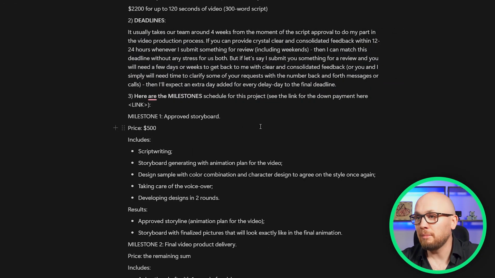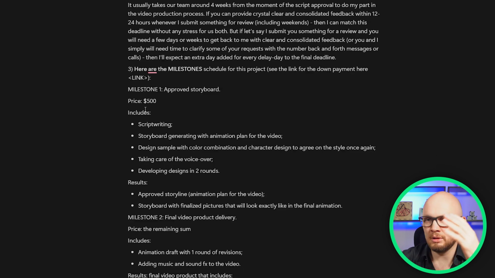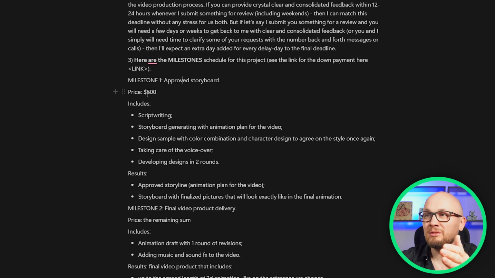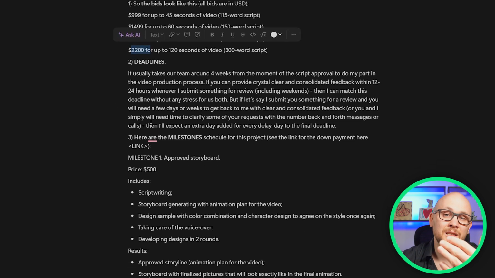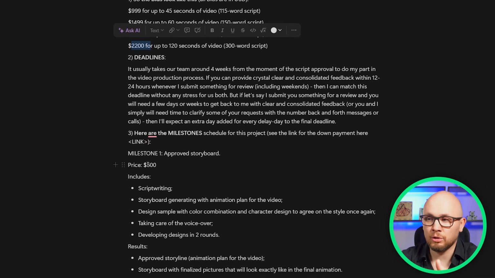Let's go next, milestones. Basically, this is the payment schedule we expect. Usually, I charge the first milestone as a fixed fee, $500, regardless of the budget of the project, to make it just simpler. But sometimes when the project is over $2,000, obviously I will try to put the first milestone as, let's say, $1,000 or $1,100.